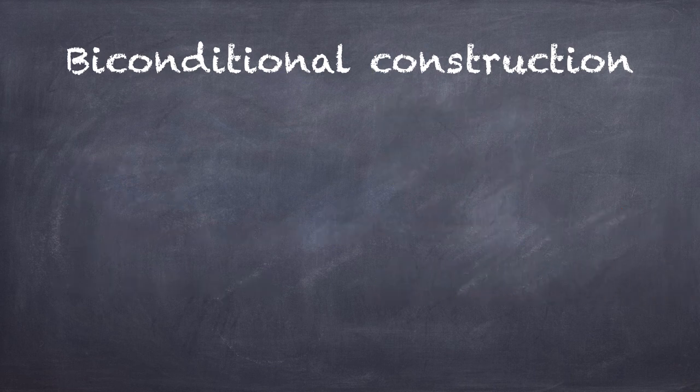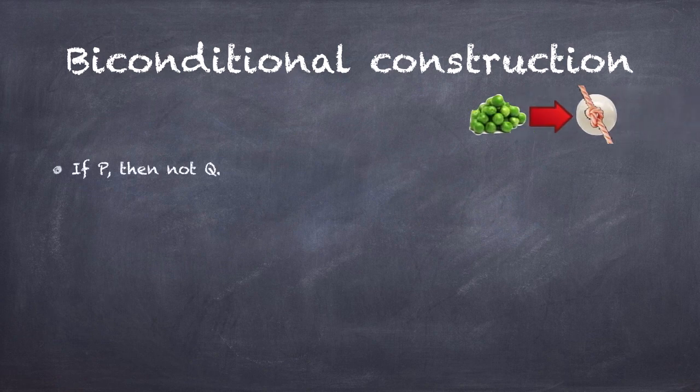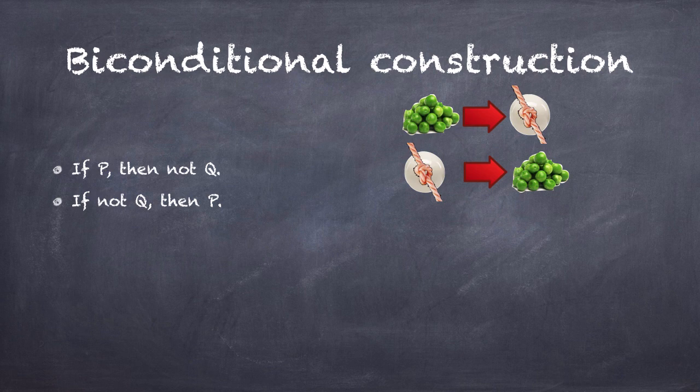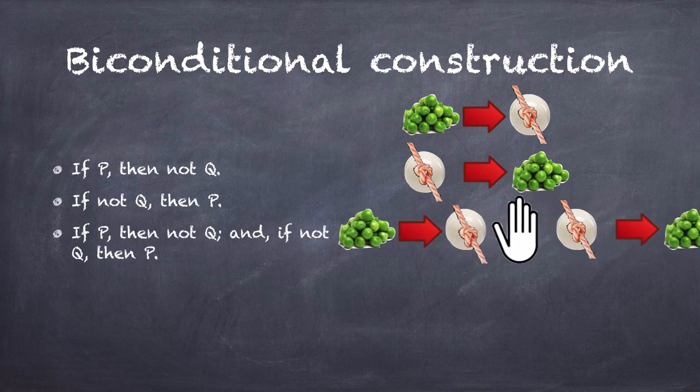Biconditional construction works the same way with biconditionals that express contradiction. First, we have our conditional with the negated consequent, if P then not Q. Second, we have our conditional reversed, if not Q then P. Third, we form the conjunction of the conditionals. Finally, we infer the biconditional.